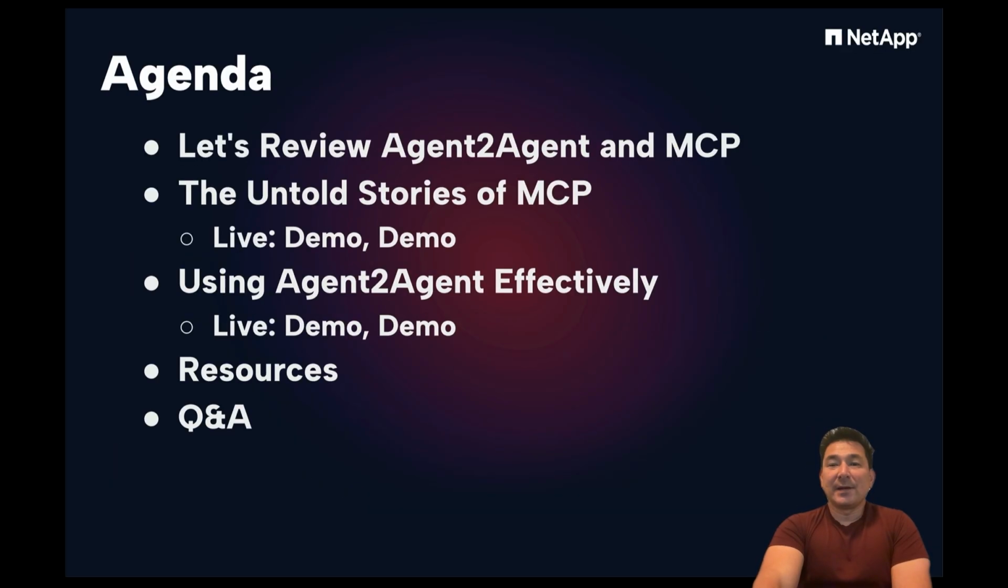So for the agenda today, we're going to do a brief review on Agent-to-Agent Protocol and MCP. We're going to discuss at a high level what each of these projects provide us, and then we're going to move on to the untold stories of MCP. So we're going to talk about things that you should be aware of with regards to MCP, especially if you're looking into putting any AI or ML system into production.